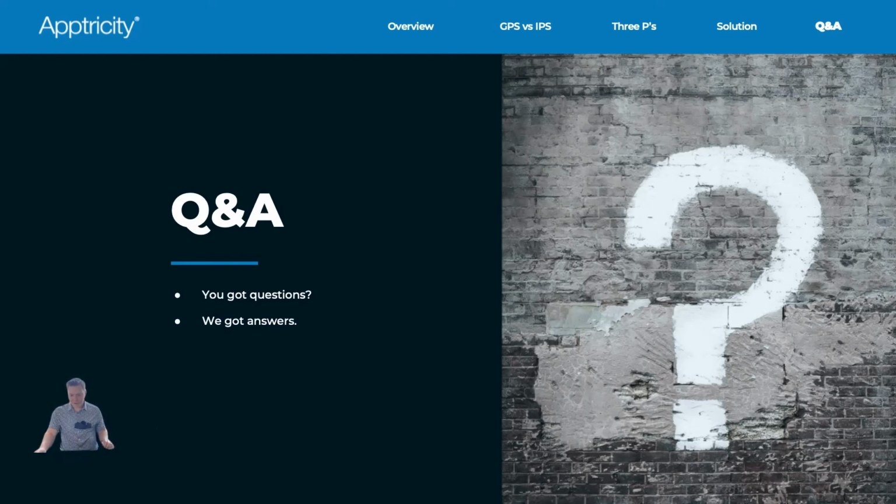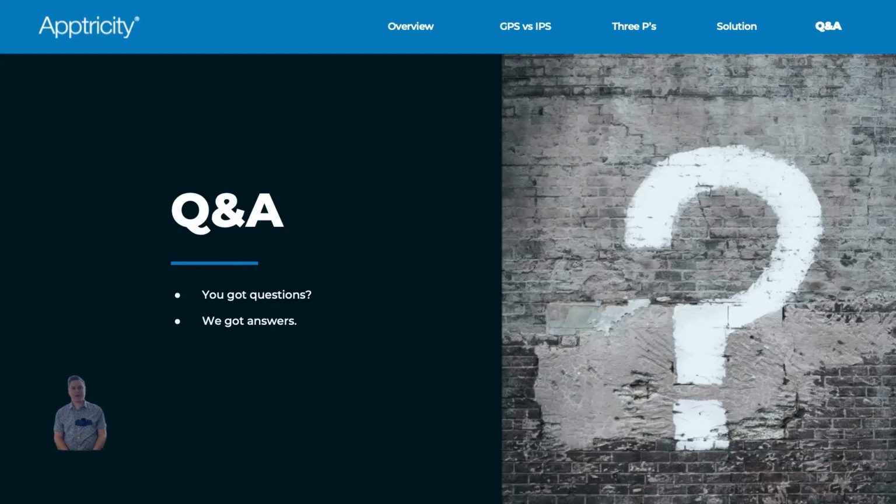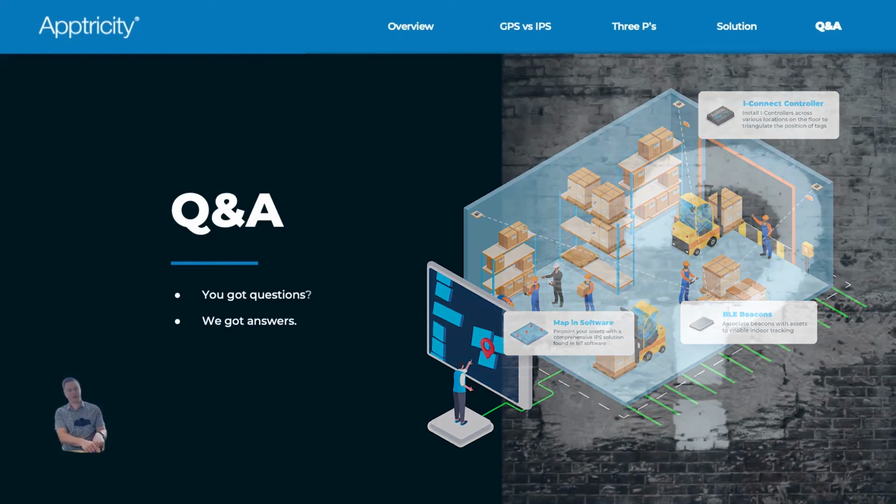Question from Todd. Are the beacons attached to the asset, or is that between the asset and the readers? The beacons are attached directly to the asset. So basically the readers are set up at various structural points on the floor. The tags themselves are on the asset. That's why you would make that association between whatever the unique identifier is of that asset and the MAC address of that tag. You marry those two, so that as it moves around, you know that the specific asset is now at this specific location.